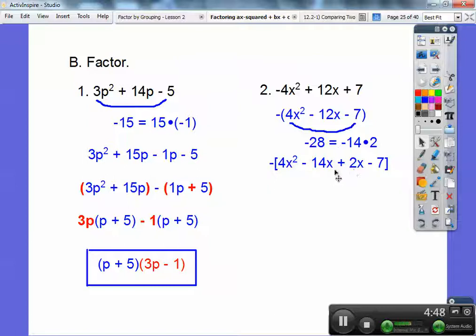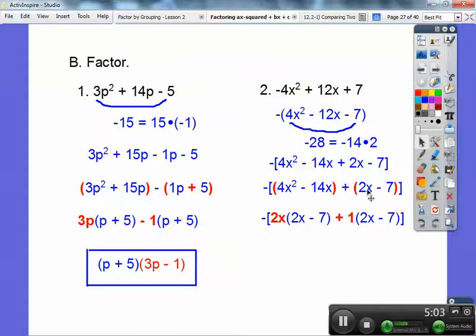Then I'm going to factor by grouping. Out of these two, I can pull a 2x out. Out of these two, the only thing I can pull out is a 1. So here we go. I'm going to pull a 2x out of these two right there. And when I pull a 1 out of these two, I'm left with 2x minus 7, so they both have the blue 2x minus 7s.